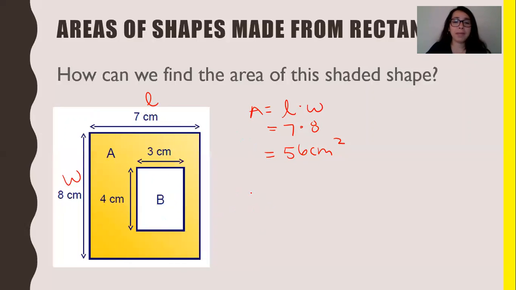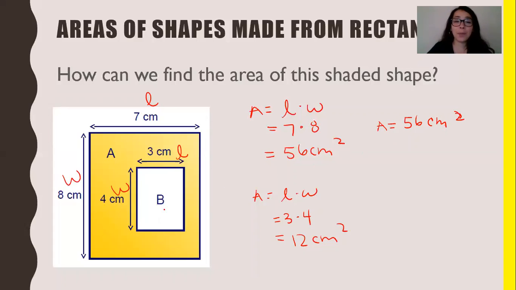Now my area for shape B is also length times width, but this time my length is 3, my width is 4. So I go 3 times 4. That's equal to 12 centimeters squared. But this time notice that they're taking that piece out, right? So I'm going to take my area for the first shape, which was 56 centimeters squared. And because they take that part out, they want you to remove it, I subtract 12 centimeters squared. And that gives me 44 centimeters squared as my answer.